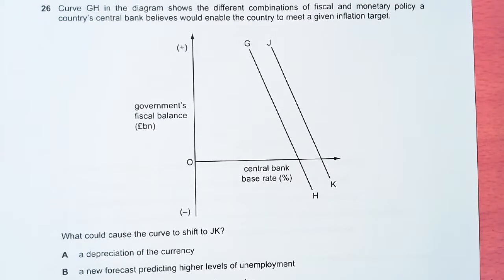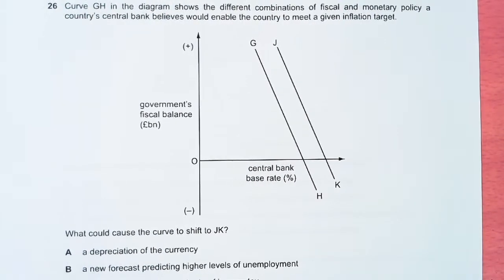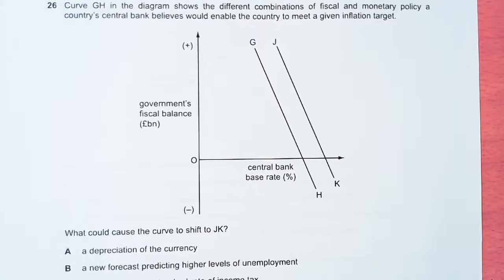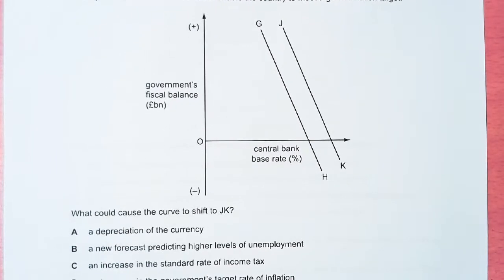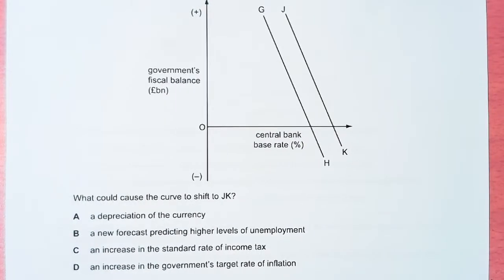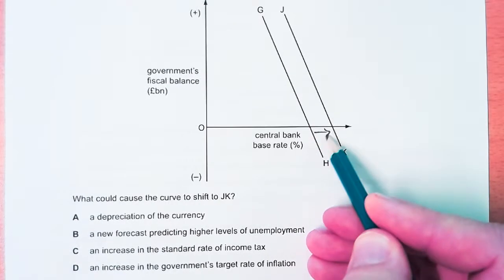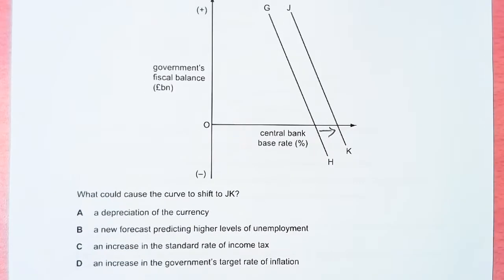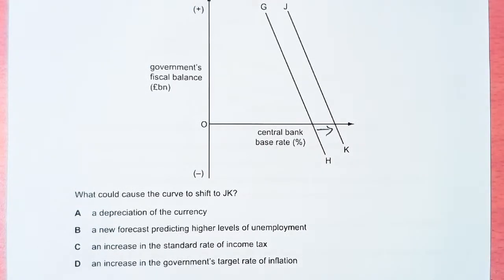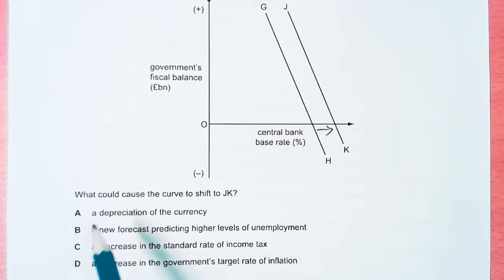26. Curve GH in the diagram shows the different combinations of fiscal and monetary policy a country's central bank believes would enable the country to meet a given inflation target. Okay, so what could cause the curve to shift to JK? Principally here we're looking at an increase in the central bank base rate. So anything that's creating inflationary pressures is likely to be our answer here.